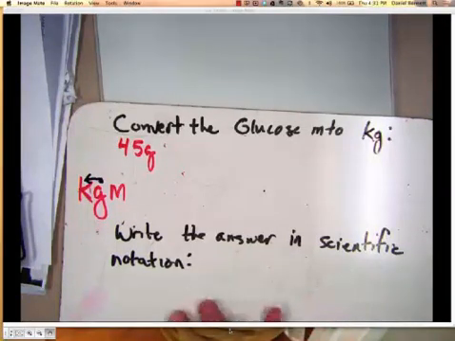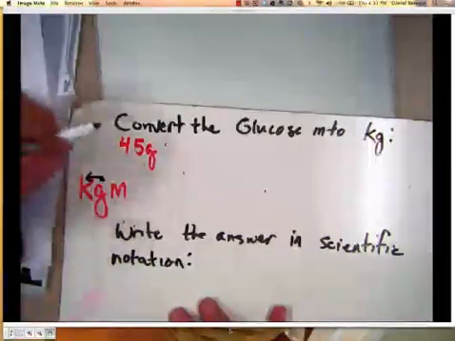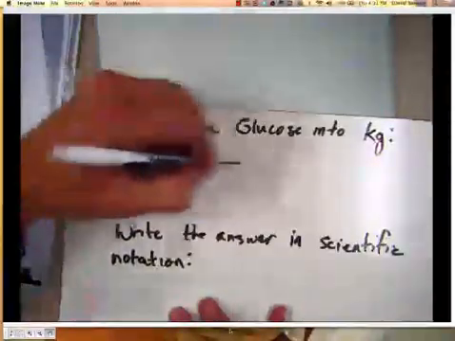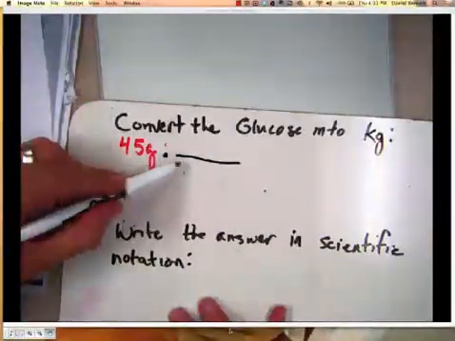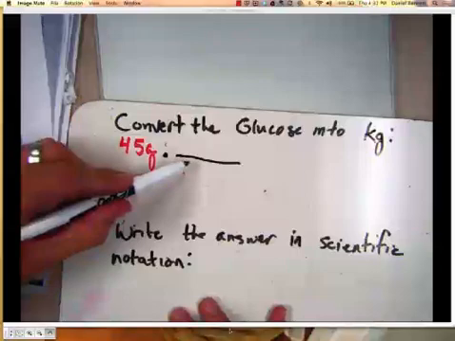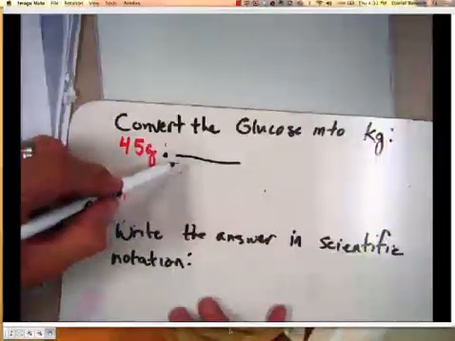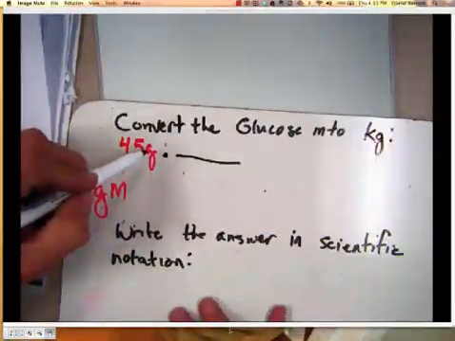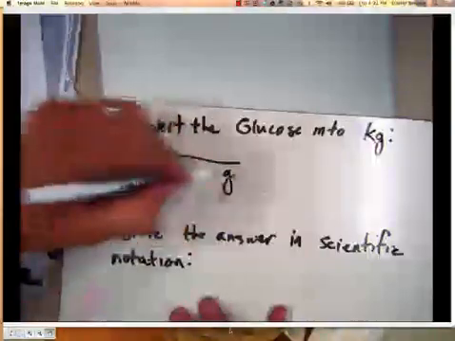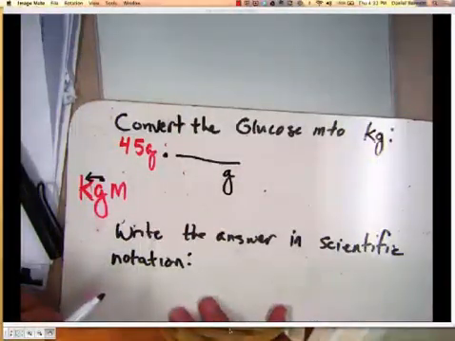So for dimensional analysis, the first step is always to write down what's given, 45 grams. We do a dot and a line. The dot is your multiplication sign. The line is going to be our conversion factor. Now we want to get rid of units of grams, so we're going to put grams on the bottom because we want those to cancel out.